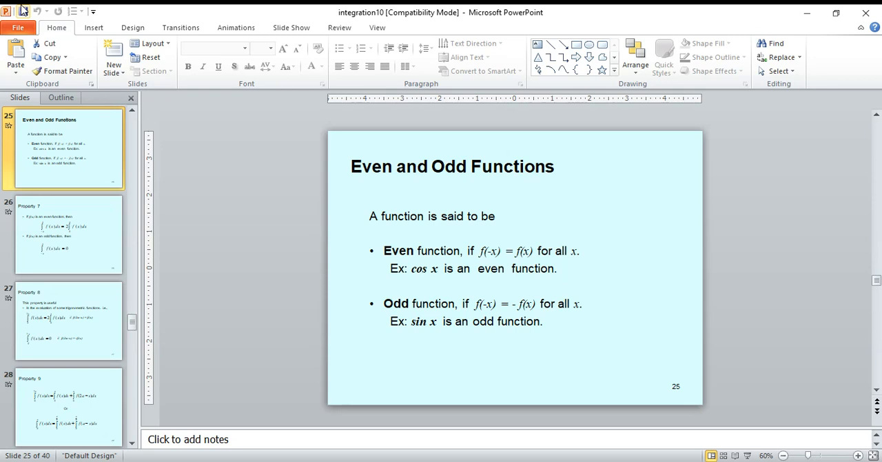Even and odd functions. Definition of even and odd functions. A function is said to be an even function if f of minus x equals f of plus x for all x. Example: cos x is an even function, x square is an even function, x power 4 is also an even function. Apply plus x or minus x, it will give the same answer. Odd function: a function is said to be an odd function if f of minus x equals minus of f of x for all x. Example: sin x is an odd function, x is an odd function, x cube is also an odd function. If you apply minus x, it will give minus. Apply plus x, it will give plus.